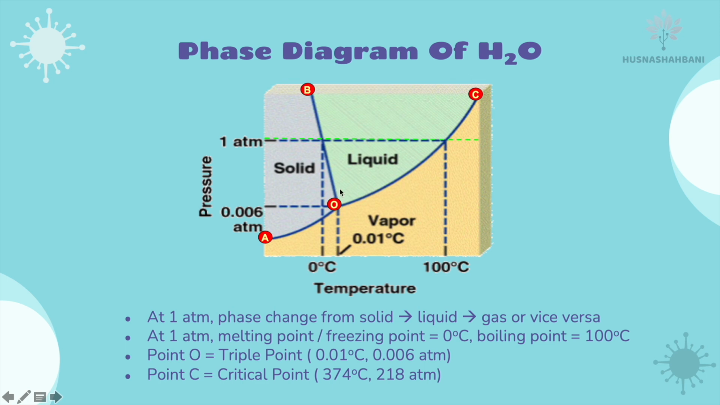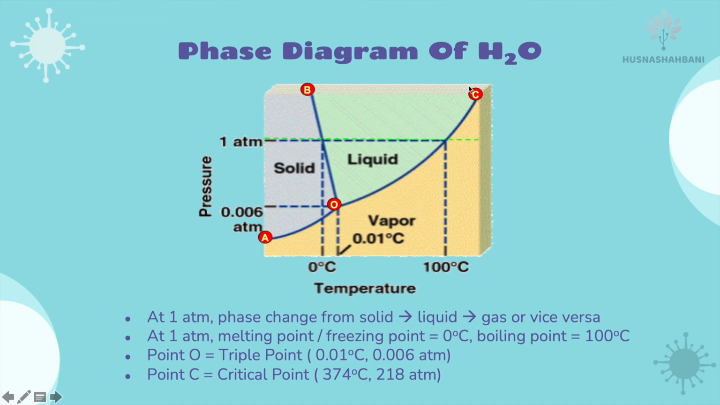Point O, the triple point, where water can exist. Here, water can exist as solid, can exist as liquid, it can also exist as gas at the triple point. If you want to have 3 types of matter, solid, liquid, and vapor, the pressure must be 0.006 atmospheric pressure and temperature must be 0.01 degrees Celsius. This is where you can find water in solid, liquid, and gas form.